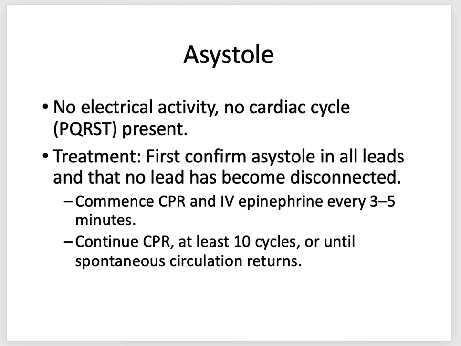Another thing that can happen is asystole, right? The flat line, no electrical activity, no cardiac cycle. You don't see any P, you see no QRS, you see no T wave. So first we need to confirm asystole is happening in all the leads and not just that maybe one electrode fell off. If you see asystole, we want to begin cardiac CPR.